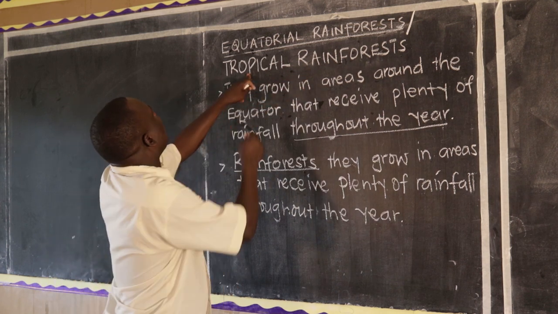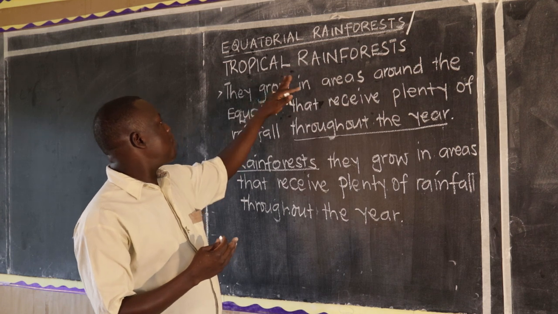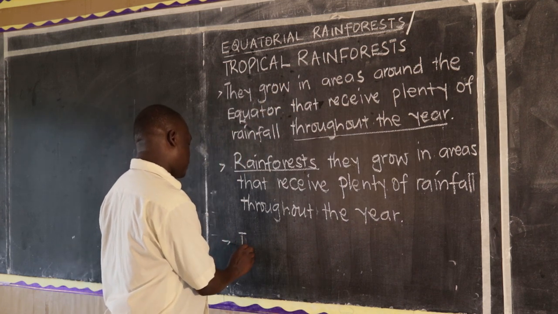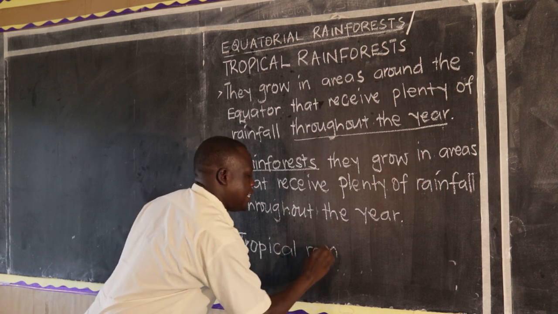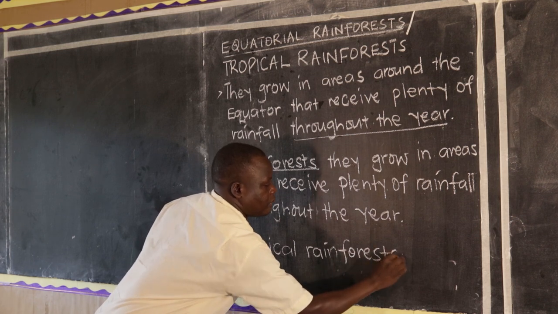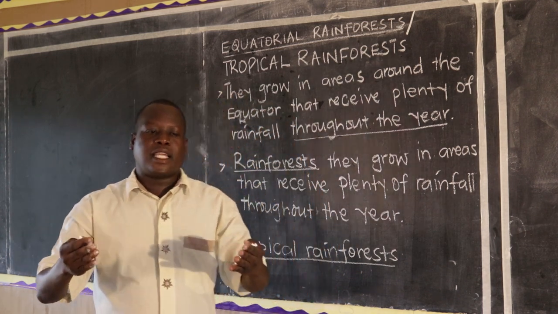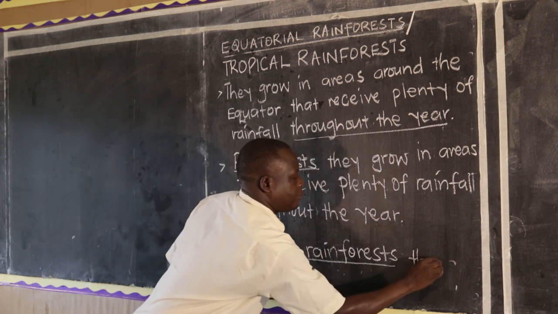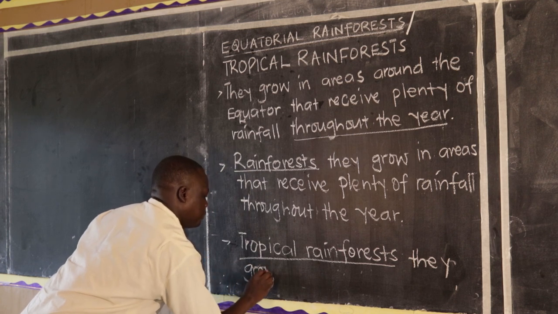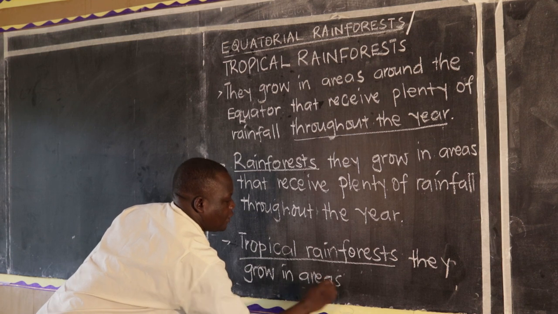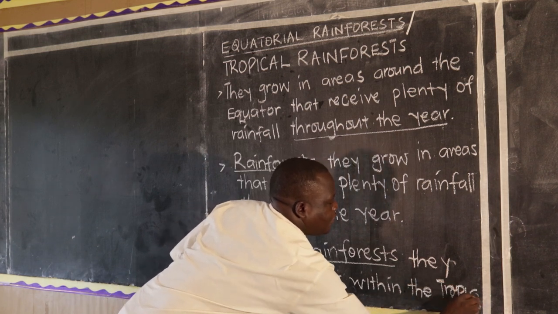Now, they also have another name, tropical rainforests. Why are they called tropical? They are called tropical rainforests simply because they also grow in areas that are enclosed by the tropics. They grow in areas within the tropics. So we have seen the three things here.